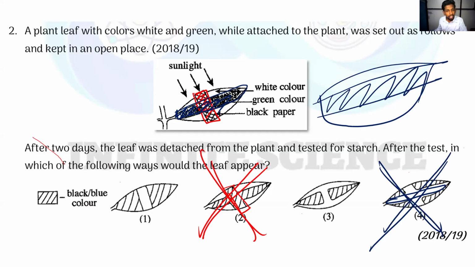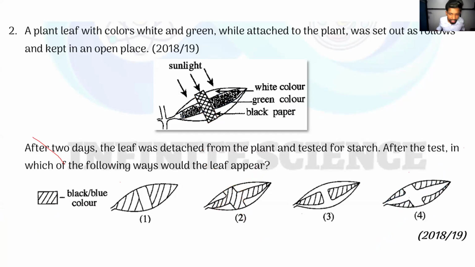And here, if you want to find which one is the first or third one, we need to understand another important thing. They have clearly mentioned that it is white color. White color means we don't have the chlorophyll. Chlorophyll is also one of the important factors needed for photosynthesis. Chlorophyll is green in color.